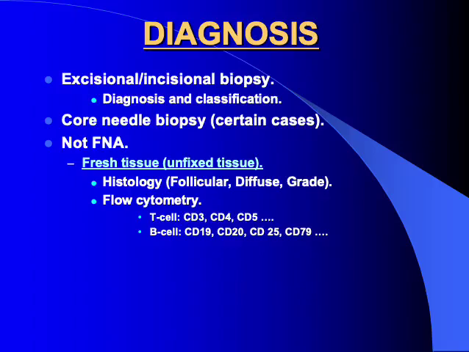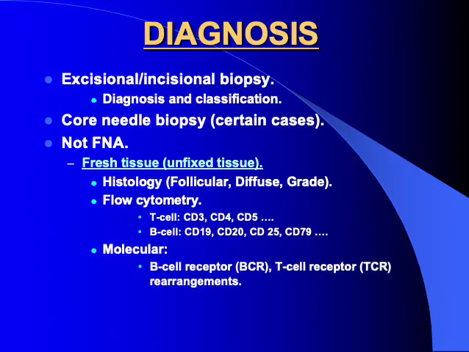Flow cytometry gives biomarkers for B cells versus T cells. T cells usually express CD3, CD4, CD5, the lower numbers. CD stands for cluster of differentiation, which is a protocol to differentiate types of lymphoma. B cells typically have higher numbers: CD19, CD20, CD22, 25, 79, and so on. These are B-cell biomarkers, obtained by flow cytometry. Molecular studies include B-cell receptor and T-cell receptor rearrangement. Cytogenetics includes karyotypes and of course FISH.